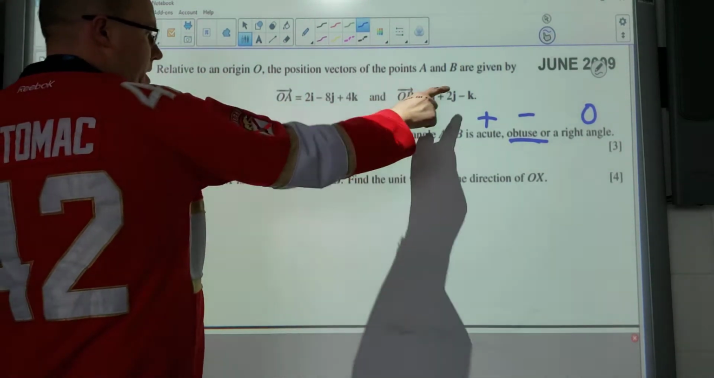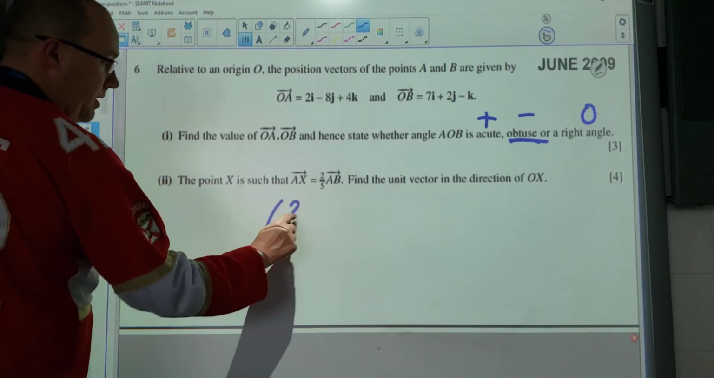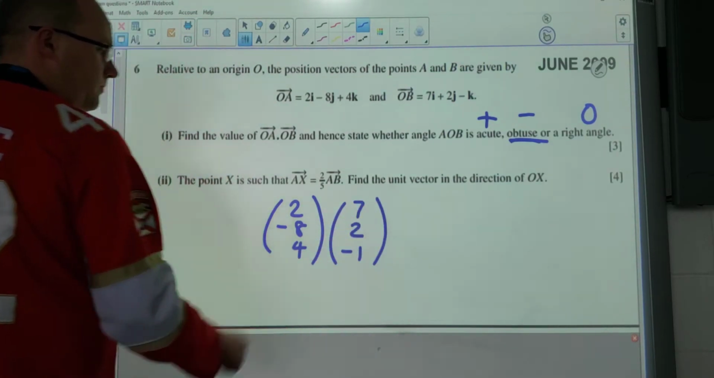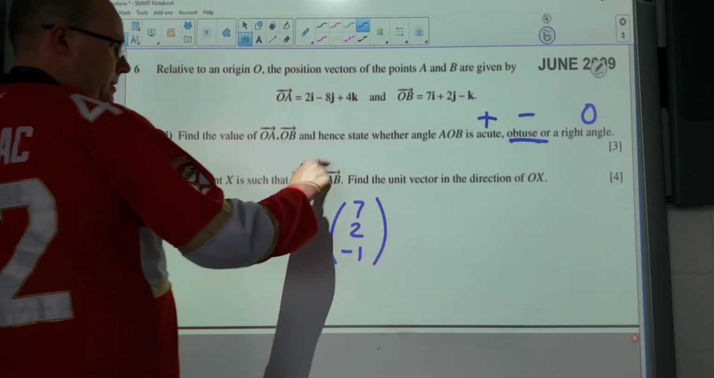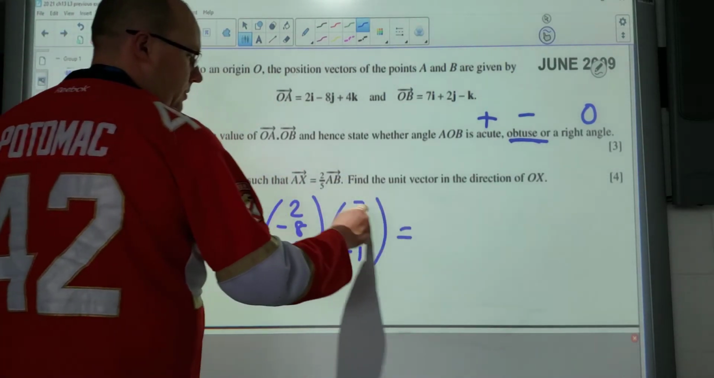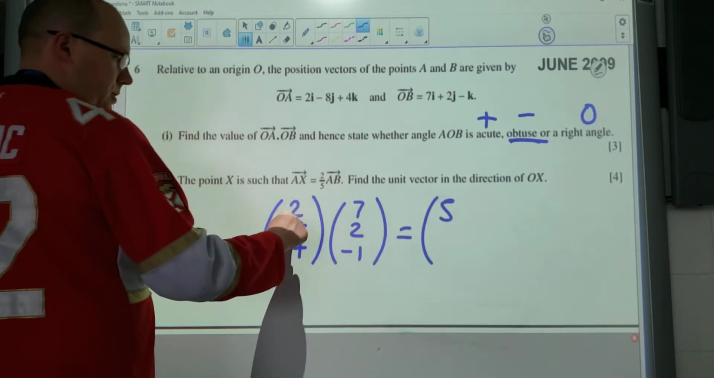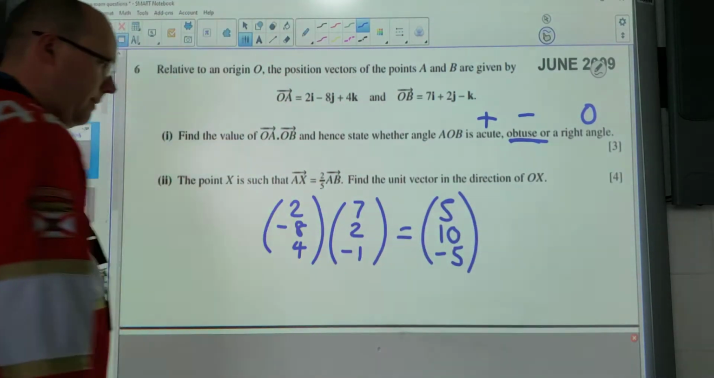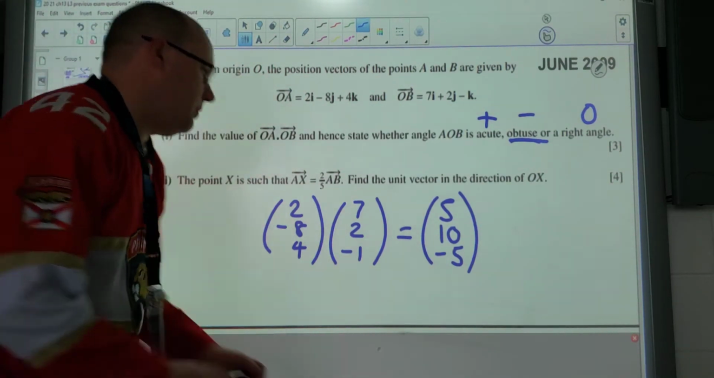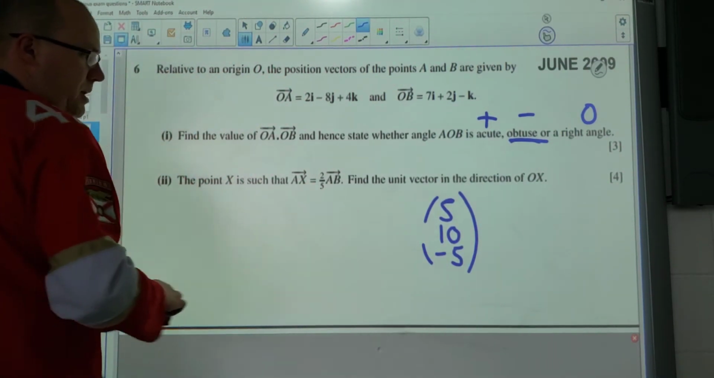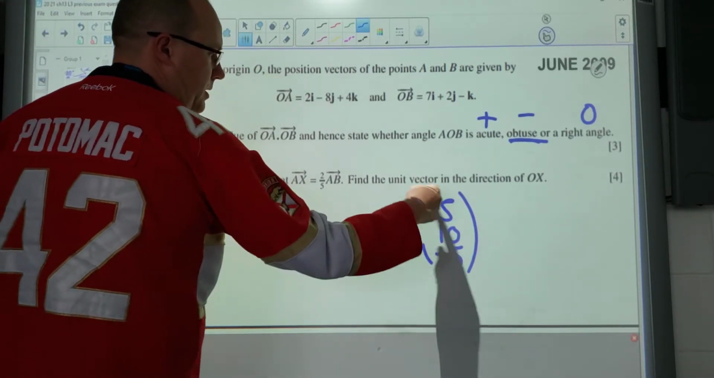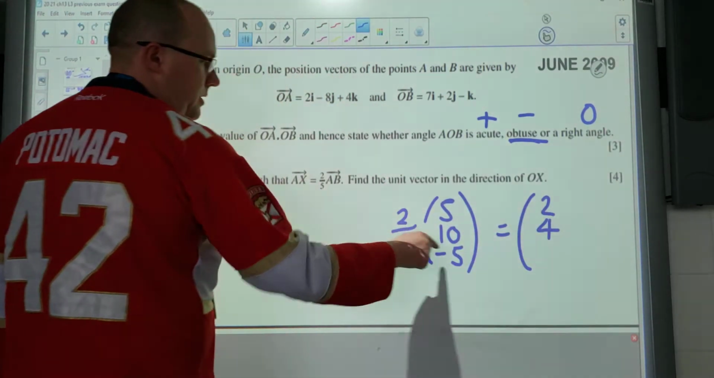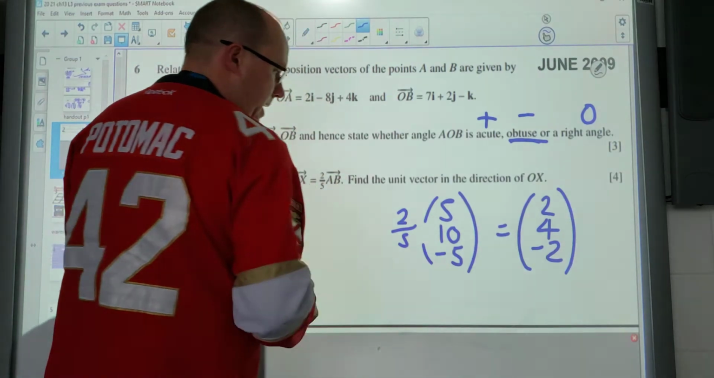So first of all, we've got to work out what AB is. So those vectors that I just erased, let me draw them back again. 7, 2, and -1. So as we're doing this, when we're trying to find A to B, we're going to do B take away A. So 7 take away 2 is 5, 2 take away -8 is 10, and -1 take away 4 is -5. So that's the length of AB, but actually what I want is 2/5 of AB. So I've got to distribute through here. So 2/5 of 5 would be 2, 2/5 of 10 would be 4, and 2/5 of -5 would be -2.